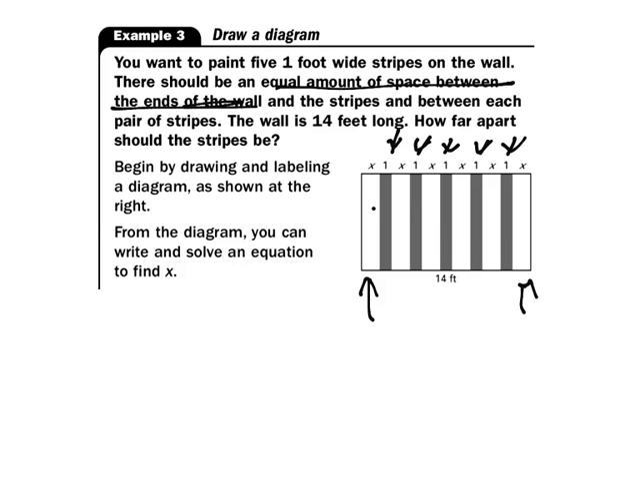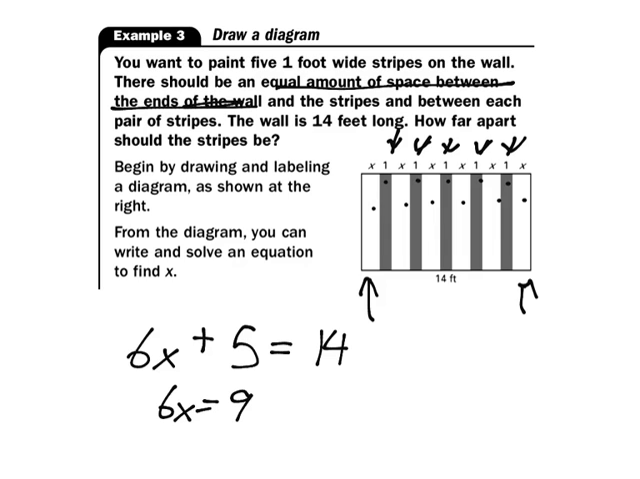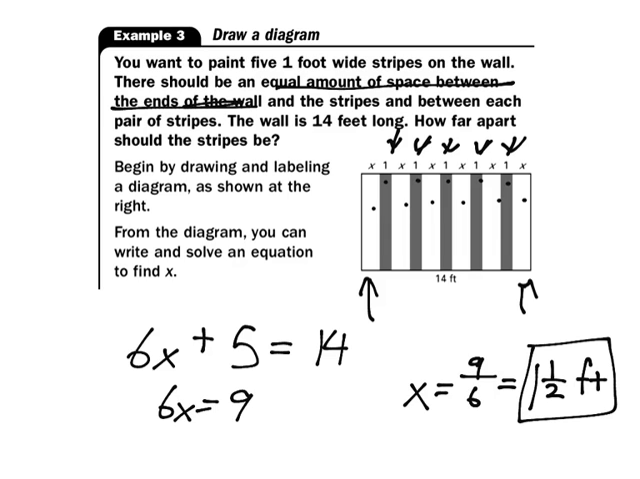So in the end, we end up with 1, 2, 3, 4, 5, 6 unknowns. So 6X. And we know that we want to spend 1, 2, 3, 4, 5 feet on stripes with a total of 14 feet. Minus 5, and you end up with 9. Divide by 6, and you end up with X equals 9 over 6, or 1.5 feet. And that is your answer. That's how wide your spaces need to be in between your stripes.